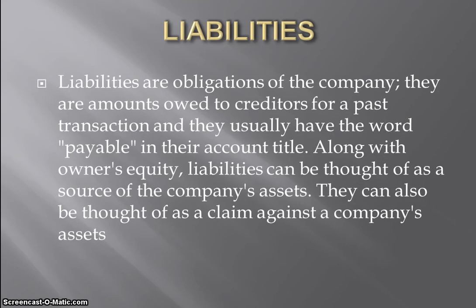The next on hand will be our liabilities. What are liabilities? Liabilities are obligations of a company. They are amounts owed to creditors for a past transaction. They usually have the word payable in their account title. Now, most of the liability accounts will have payables. Examples: notes payable, accounts payable. Along with the owner's equity, liabilities can be thought of as sources of the company's assets. They can also be thought of as the claims against the company's assets.